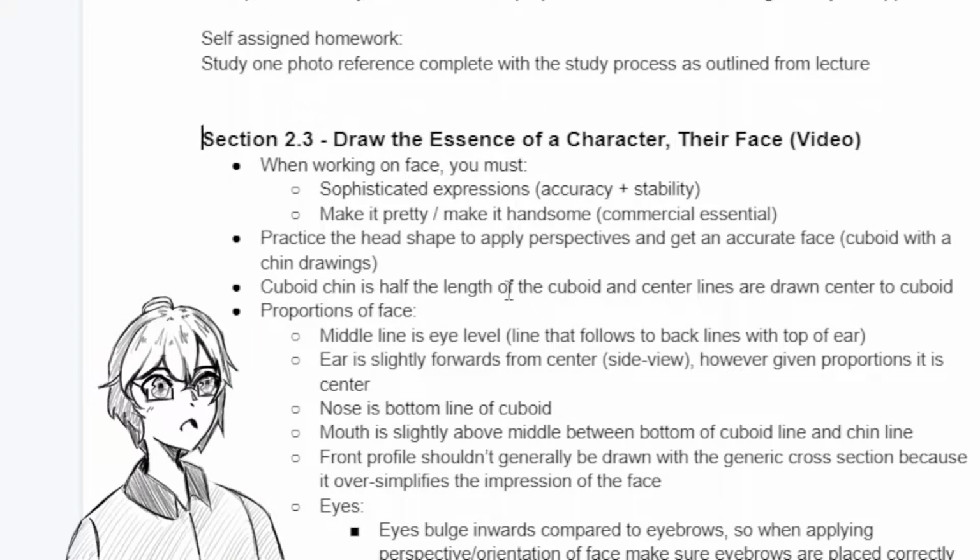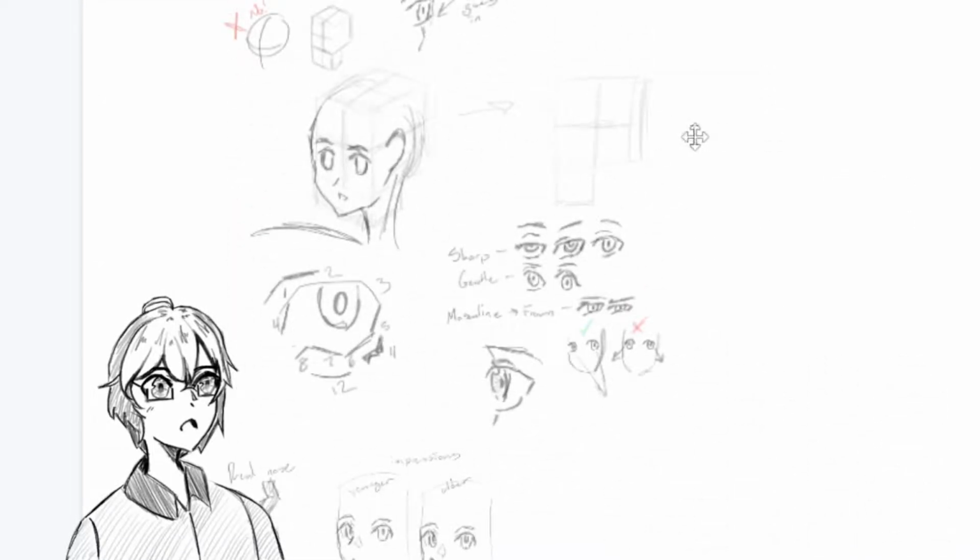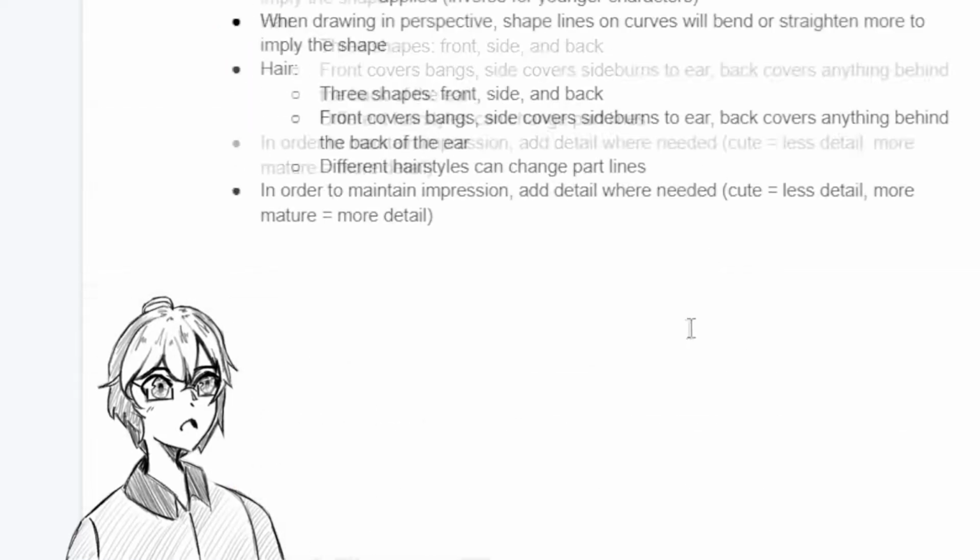And then the cuboid chin is half the length of the cuboid, and the center lines are drawn center to the cuboid. So obviously you draw your cube, all the lines are center and square, and then the length of the chin area is the same length as half of this cuboid. So you can see these lines are exactly the same length, or they should be. These lines are not measured by any means.